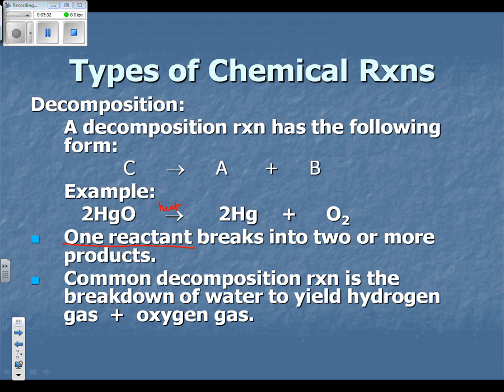A common decomposition reaction is the breakdown of water to yield hydrogen gas and oxygen gas. So water, when you apply electricity, breaks down into hydrogen gas and oxygen gas. Those are both diatomic, so they have to be written as H2 and O2. And of course, it needs to be balanced always and forever. So if I put a 2 there to fix my oxygens, then I have 4 hydrogens on my reactant side, so I need to put a 2 there so that I have 4 on the product side as well. I think that's a very interesting reaction.